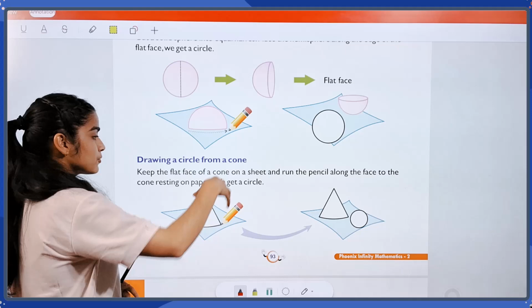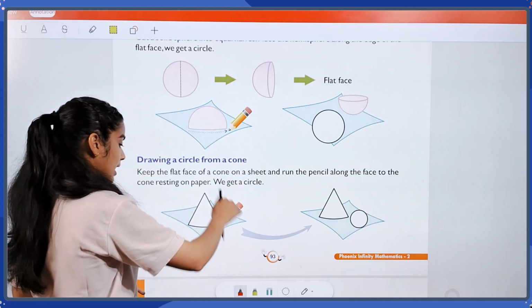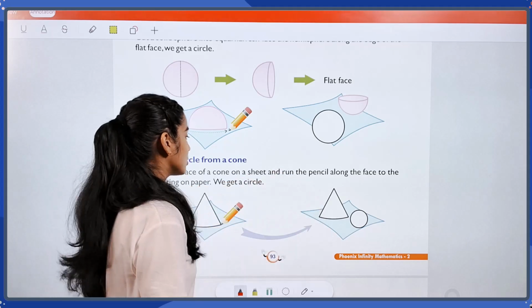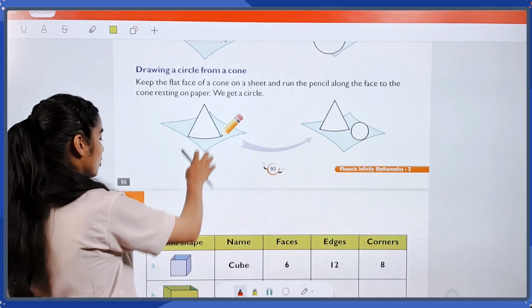So your birthday cap should be like this. Then you have to trace the boundaries of the cone, and at the moment you have your circle.